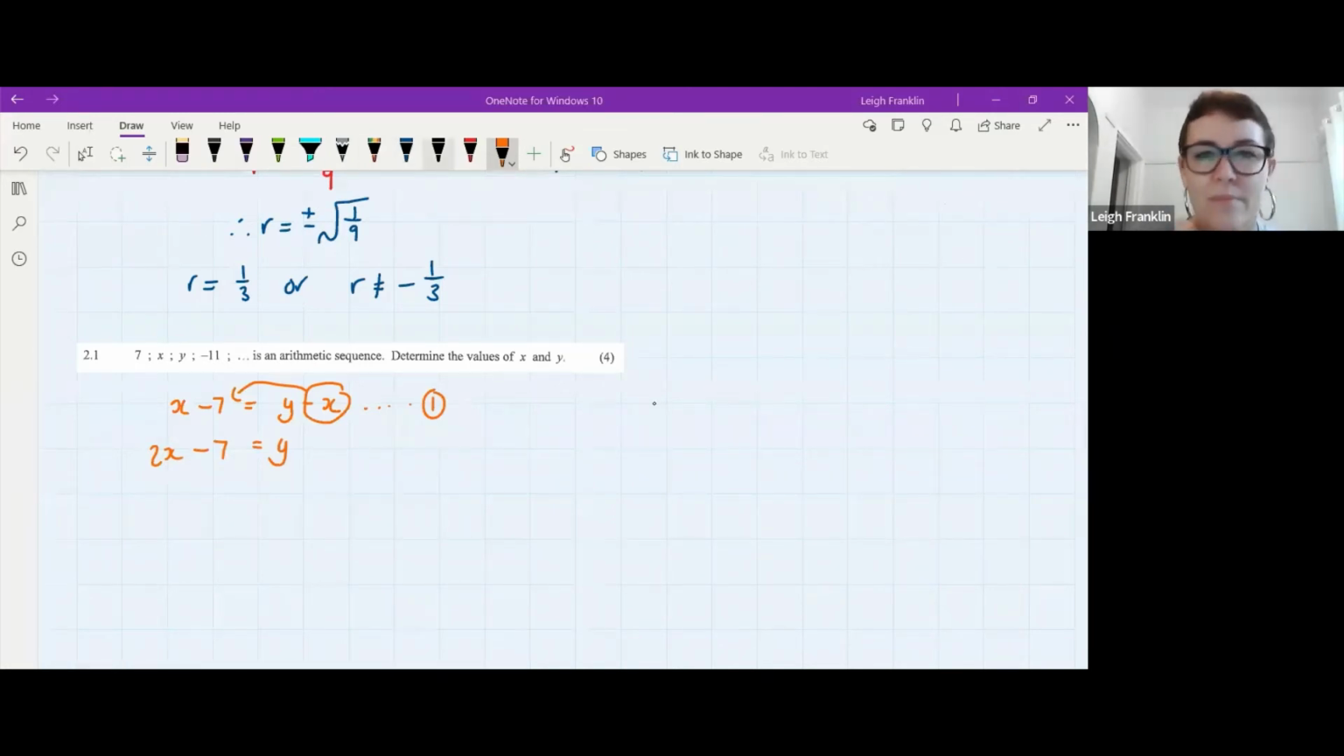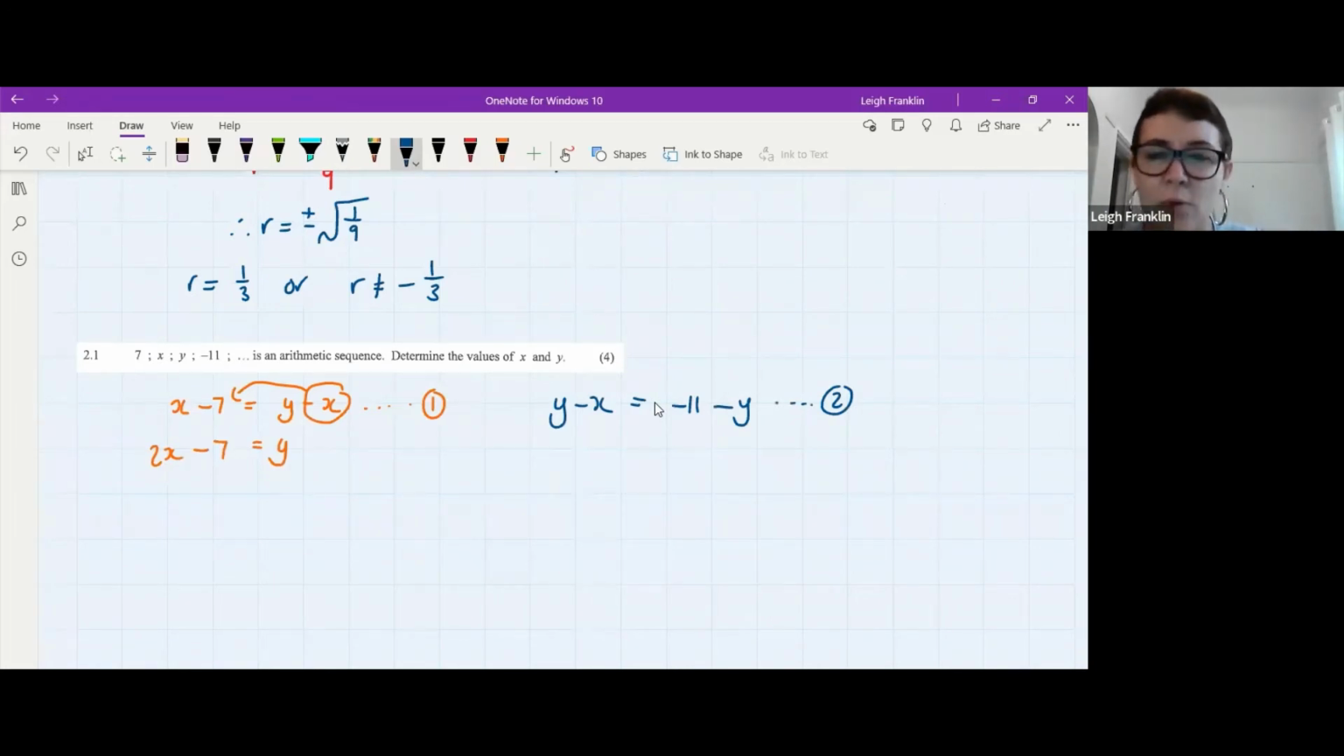I think you should get a second equation. I don't know if the second equation could be y minus x equals minus 11 minus y. Beautiful. And Andile, you are on fire tonight. That is amazing. Cool. I love it. Great. And now what are we going to do, Andile?